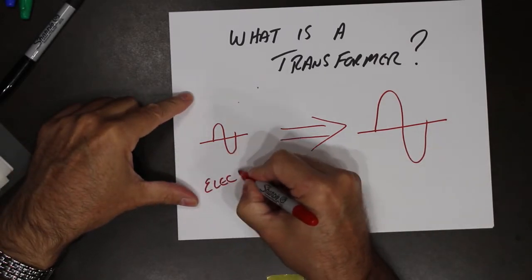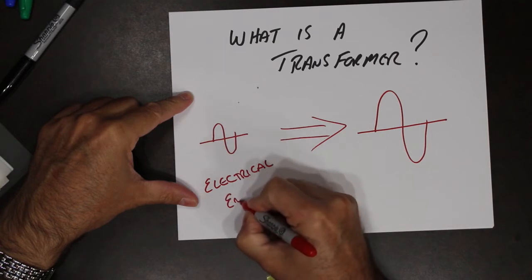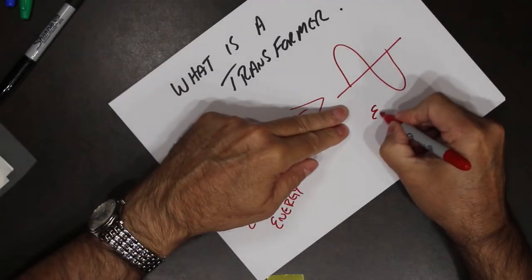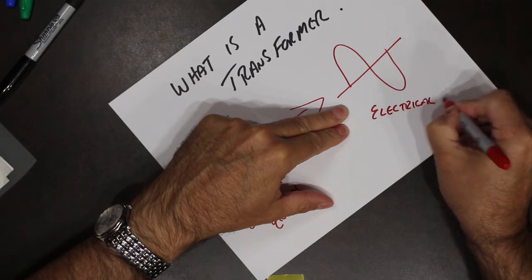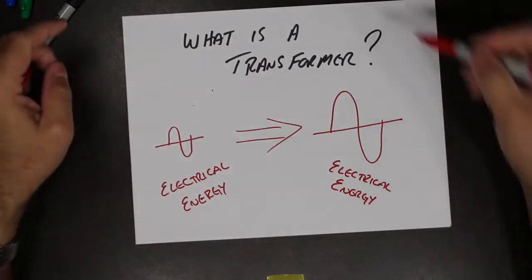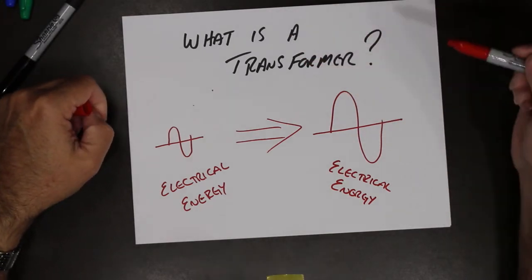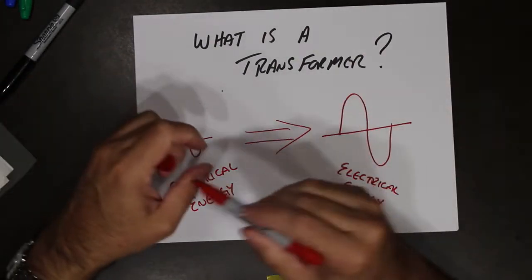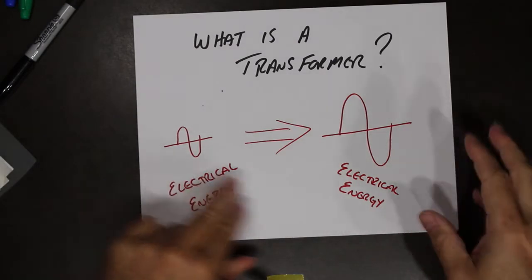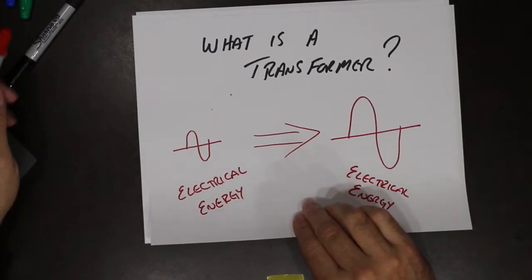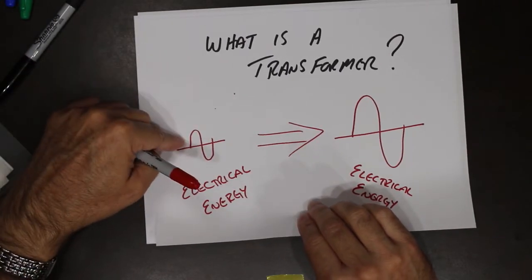So electrical energy into electrical energy. A transformer is a machine whose job it is to convert one level of electrical energy into a different level of electrical energy. That is the basics of what a transformer's job is. Now this is a power transformer we're going to be talking about for this particular course. So again, electrical energy into electrical energy.